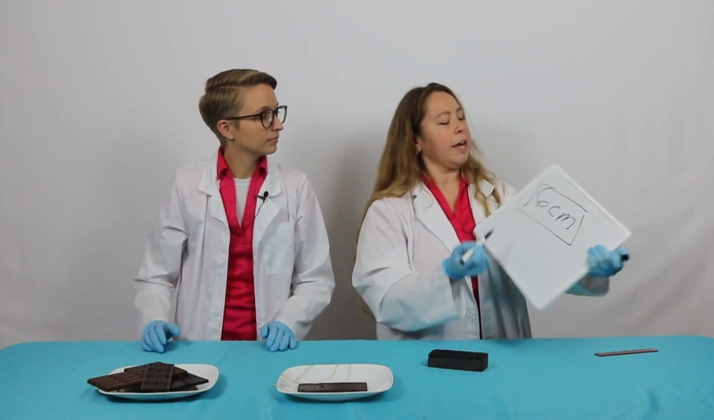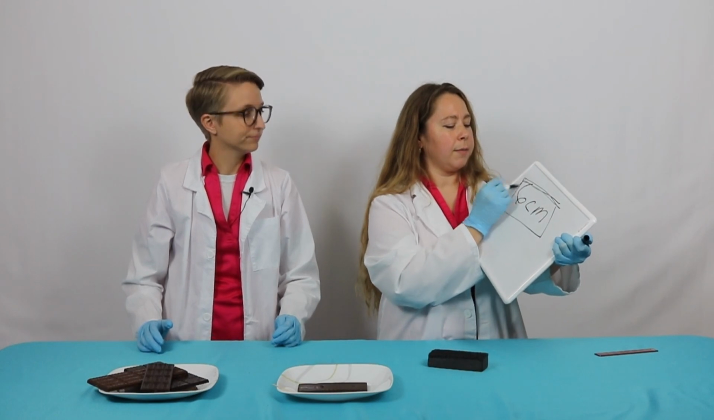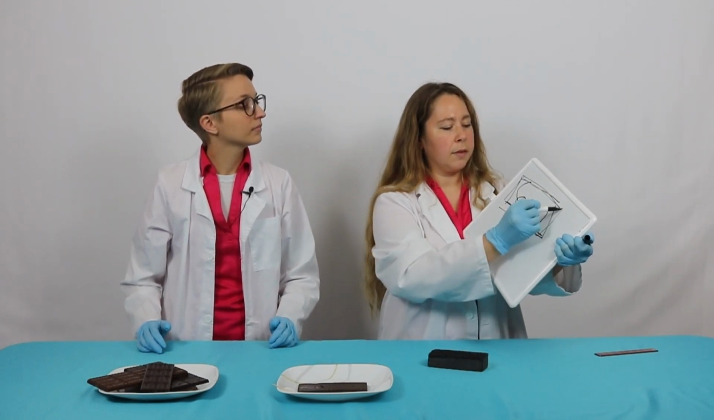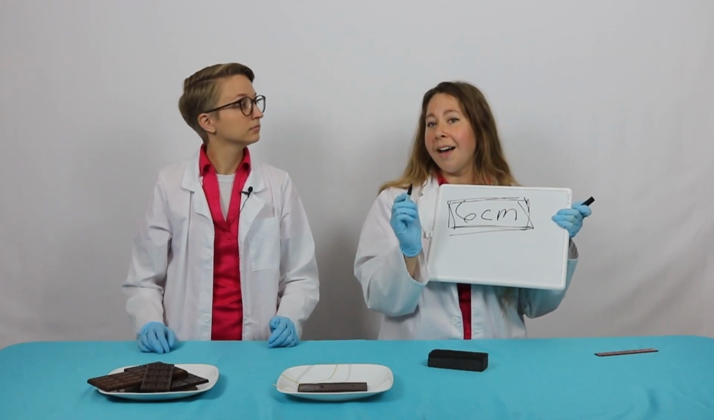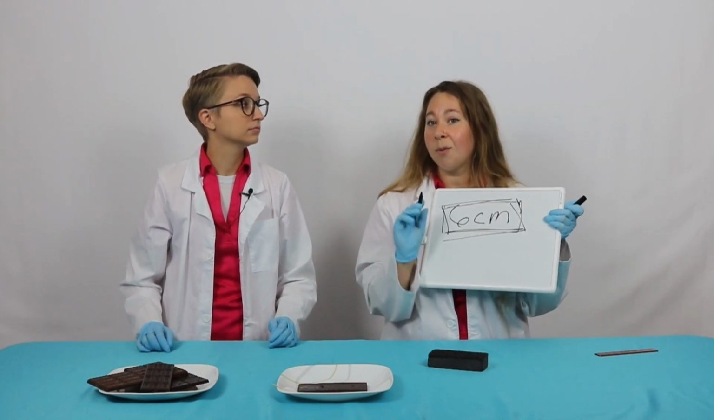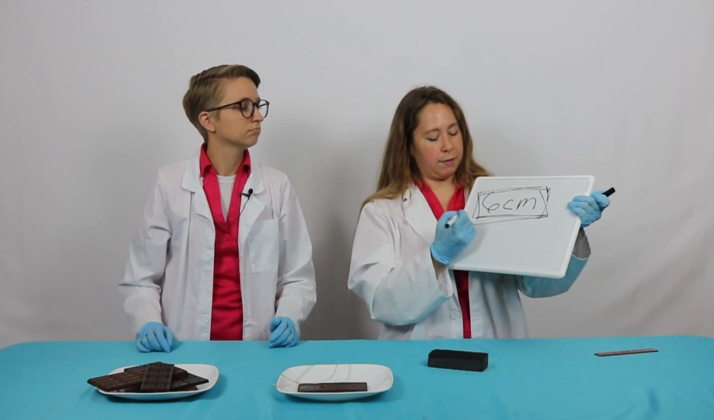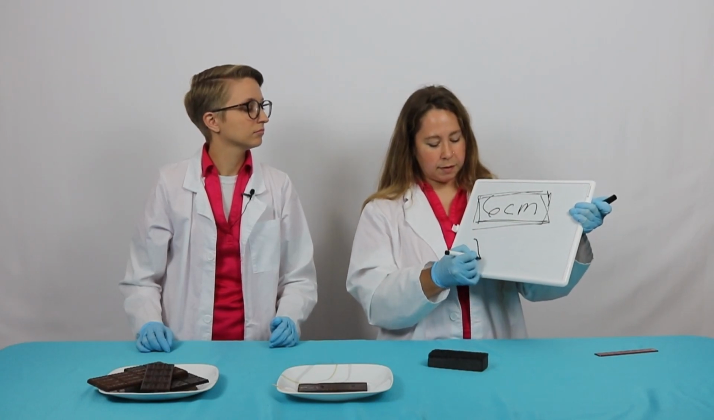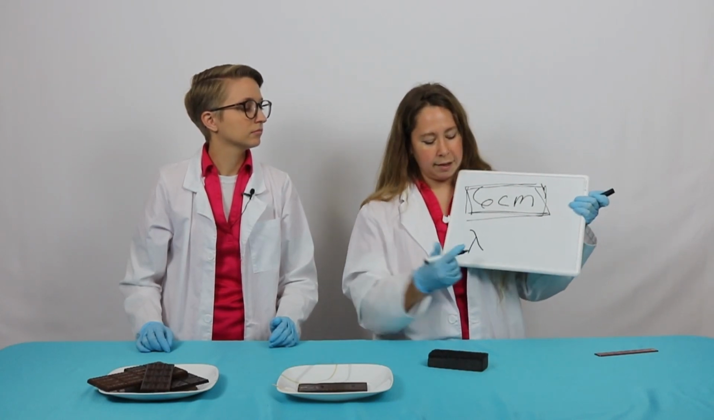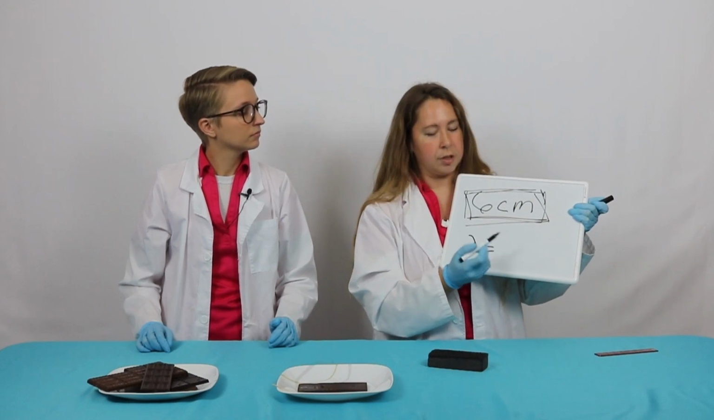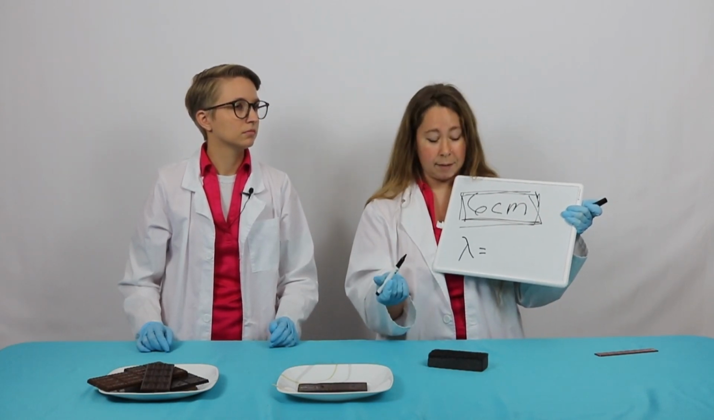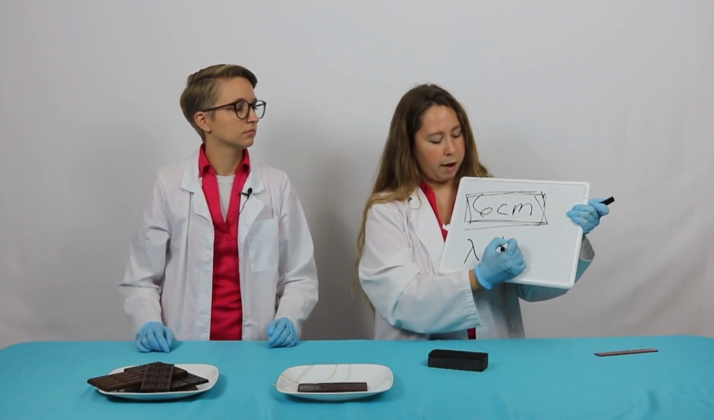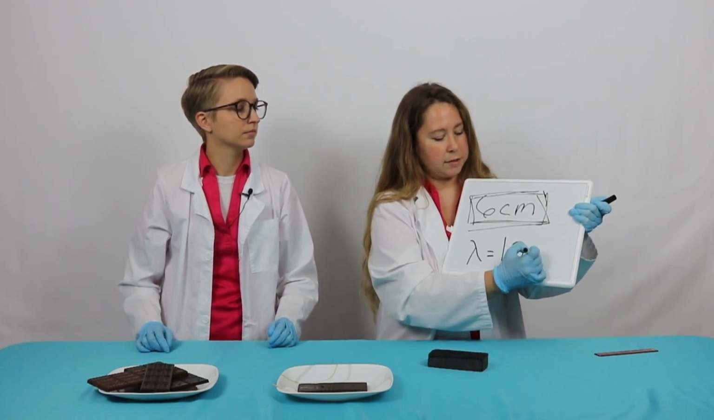All right, we've written down a really important number. It's 6 centimeters. And that's going to be the distance between the 2 spots. But it is not the wavelength. The wavelength has a really fancy symbol. It's called lambda. And it's actually twice this number. So 2 times 6 centimeters equals 12 centimeters.